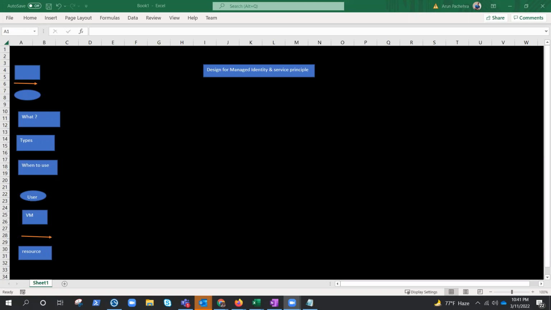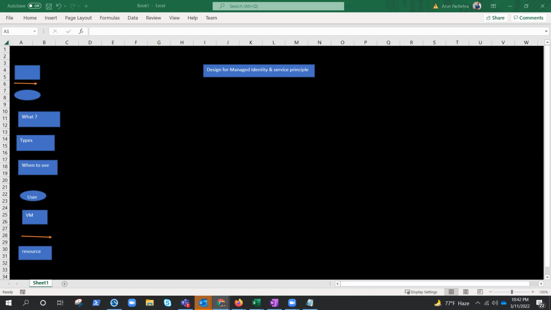Hello everyone. Today we are going to learn design for managed identity and service principal. This is the submodule under design authentication and authorization solutions. Till now we have covered a couple of identity solutions, which include identity and access management, Azure AD, B2B, B2C, conditional access, PIM, identity protection, access reviews. And this is about managed identities and service principals.